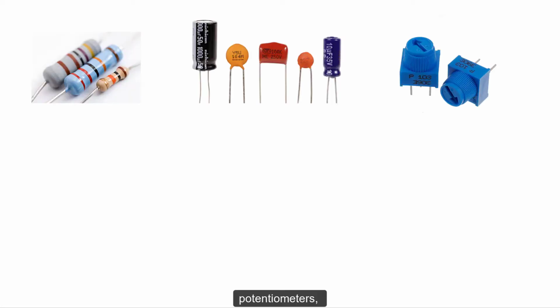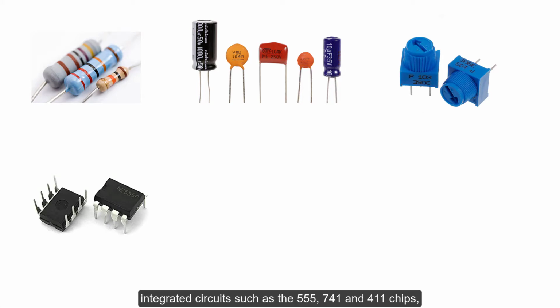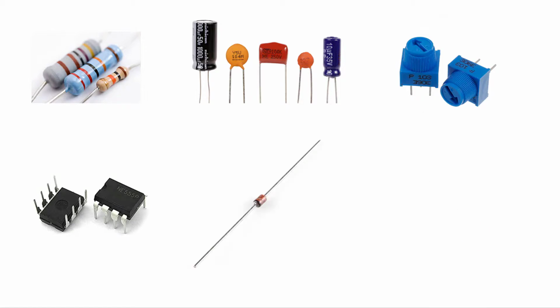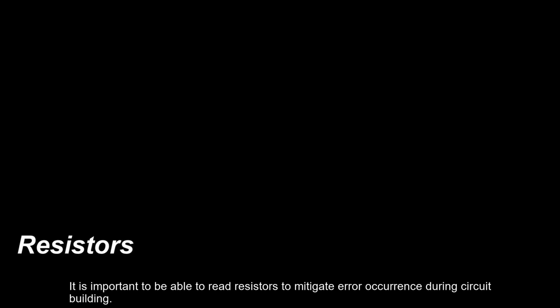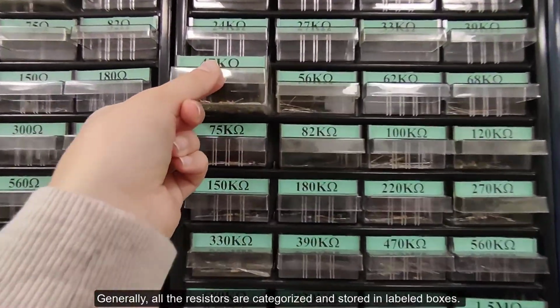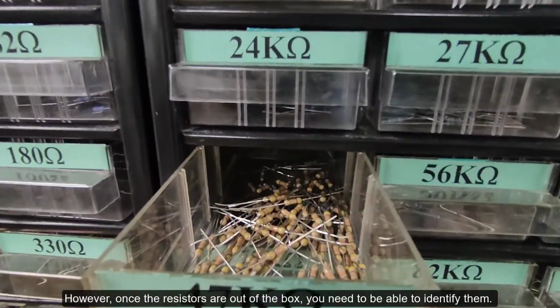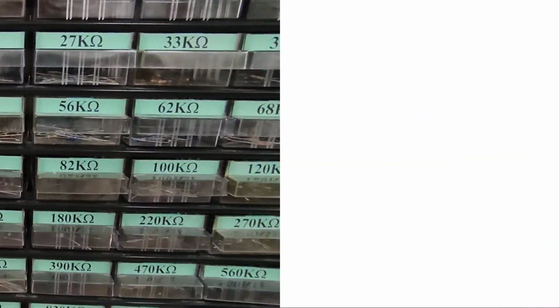The most common components you'll be using are resistors, capacitors, potentiometers, integrated circuits such as the 555, 741 and 411 chips, diodes, and LEDs. It is important to be able to read resistors to mitigate error occurrence during circuit building. Generally, all the resistors are categorized and stored in label boxes. However, once the resistors are out of the box, you need to be able to identify them.